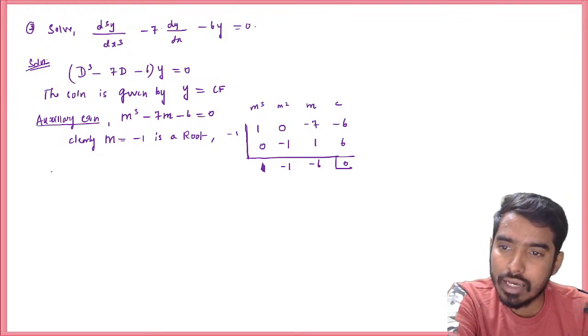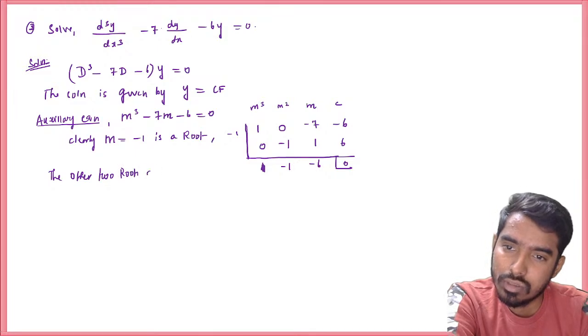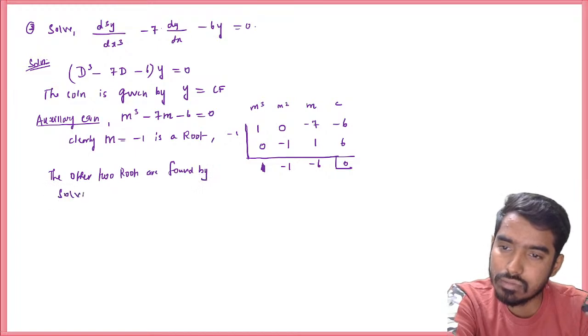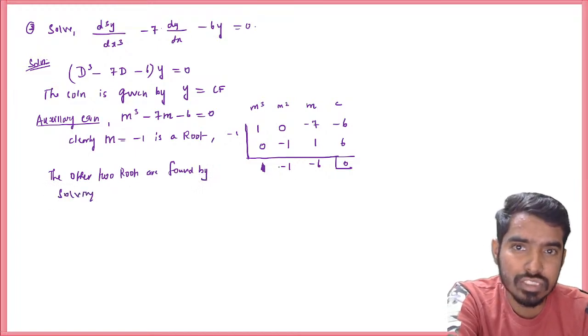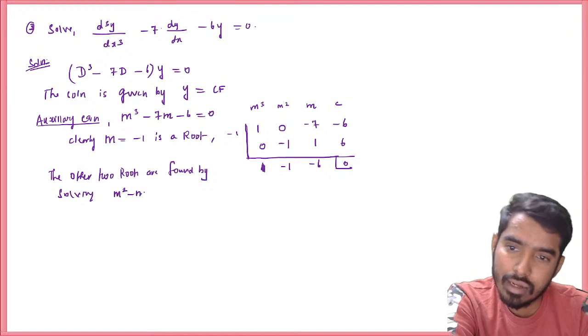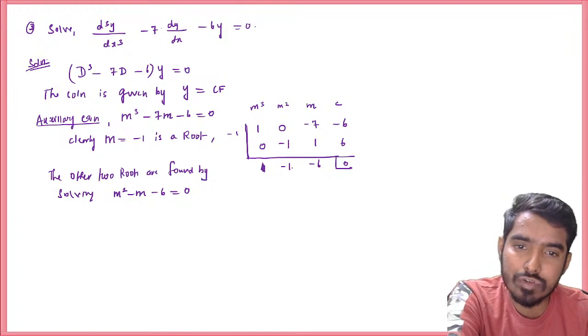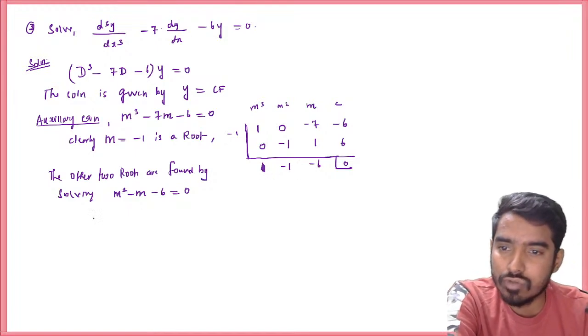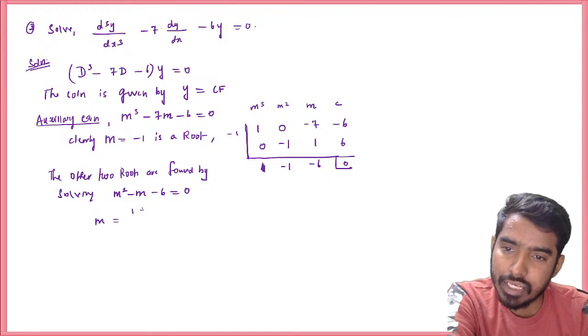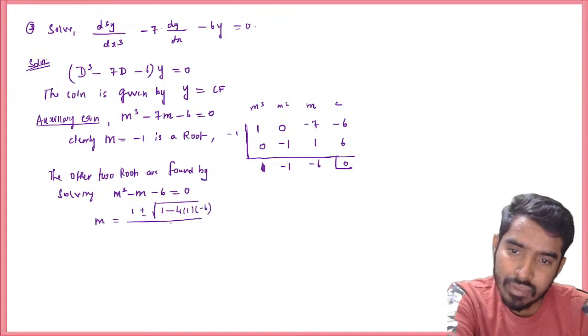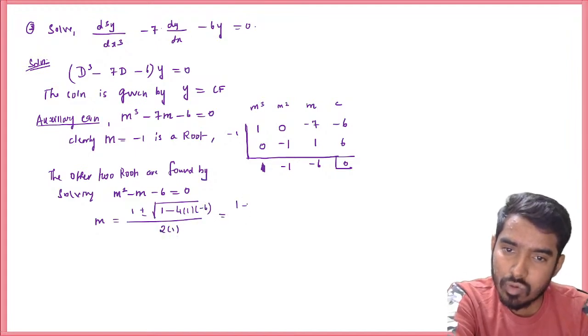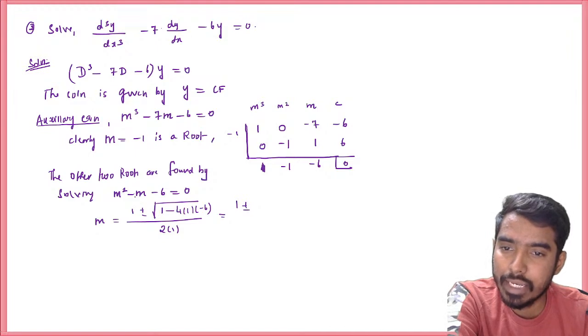The other two roots are found by solving this equation. You see this as a quadratic. So you will have m square minus m minus 6 equal to 0. This is the coefficient of m square, this is the coefficient of m, this is the constant term. Find the roots here. m is equal to minus b plus or minus root of b square minus 4ac divided by 2 times a.